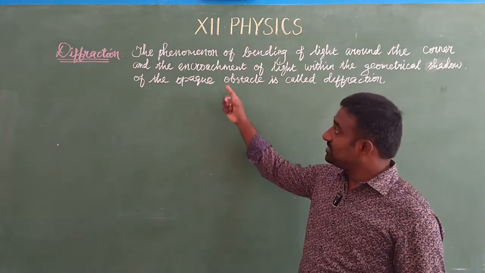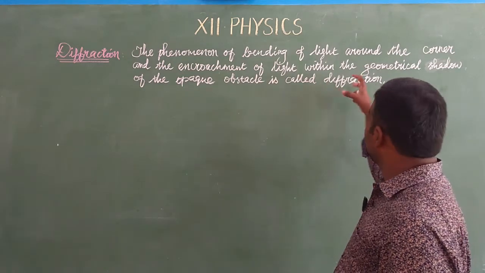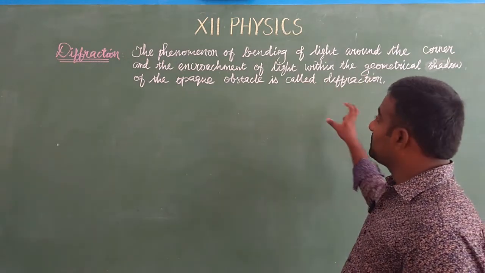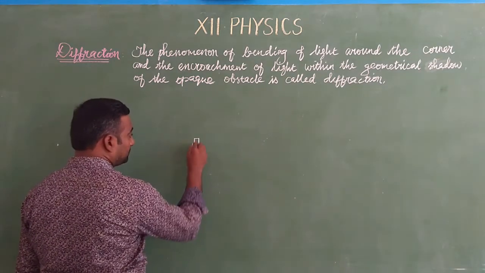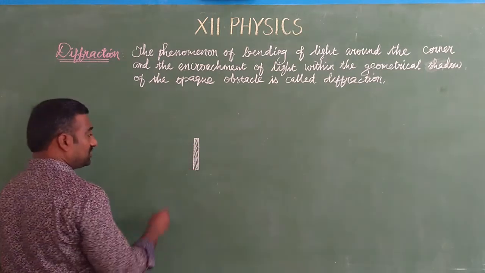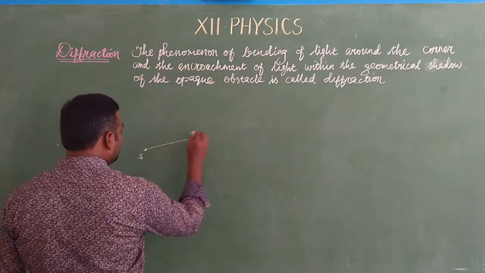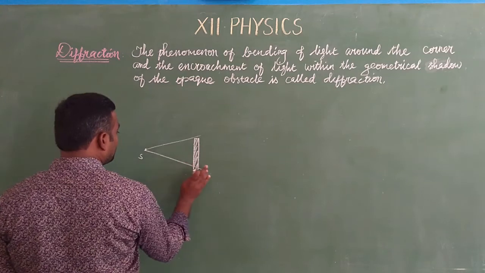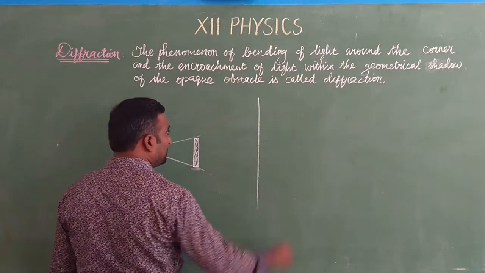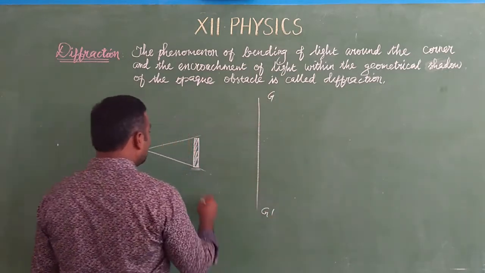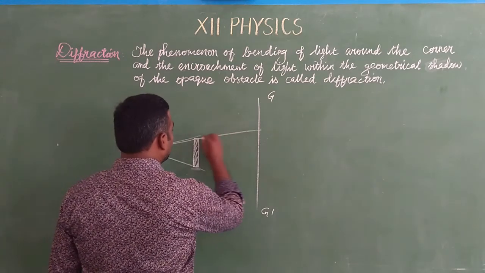Okay, look at the definition. The phenomenon of bending of light around the corner and the encroachment of light within the geometrical shadow of the opaque obstacle is called diffraction. Example: there is an obstacle or opaque object and there is a source. From the source the light waves are emitted, and all the emitted waves are passing through the path of the obstacle, and there is a large screen placed. So G and G dash is the screen, and when the light waves touch this obstacle, they bend around the corners.